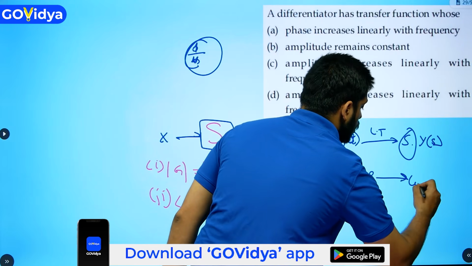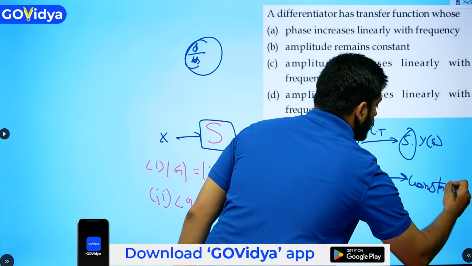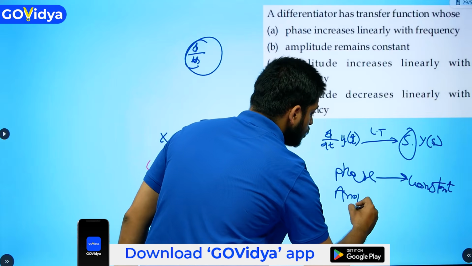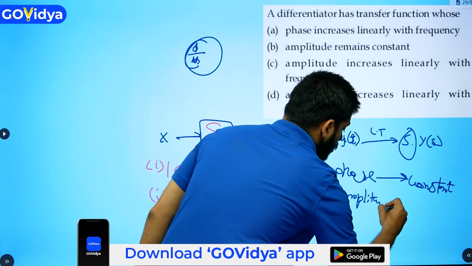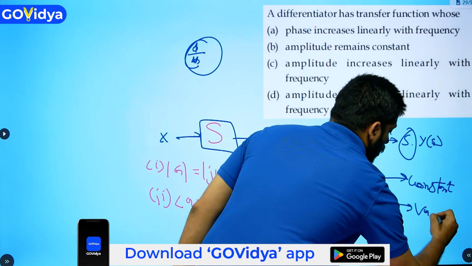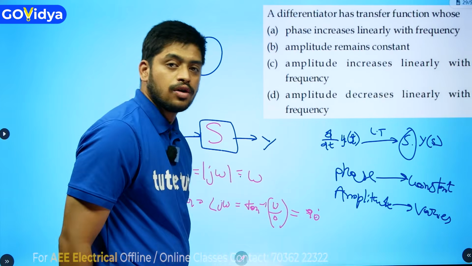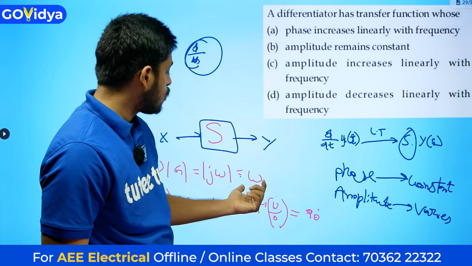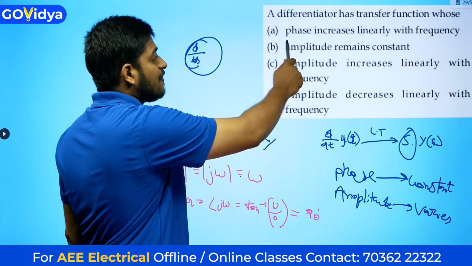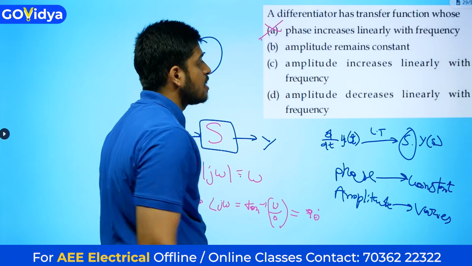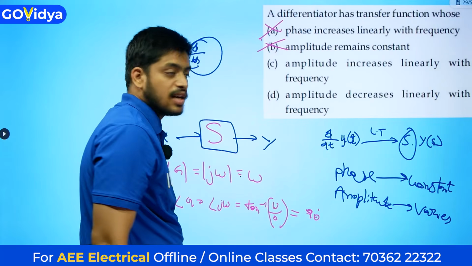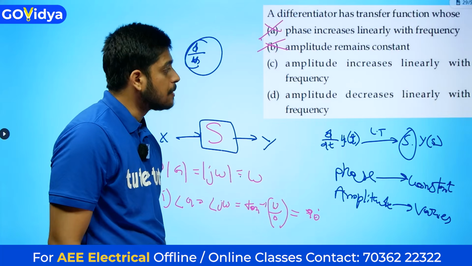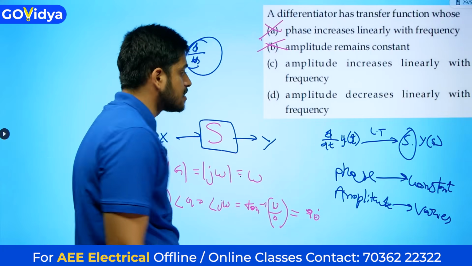Okay, so my phase is constant, but amplitude varies. Understood? Phase is constant but amplitude varies. How does it vary? We'll see by the options, like omega is going to vary upward or downward. Phase increases? No, phase does not increase. Amplitude remains constant? No, amplitude does not remain constant. Amplitude increases linearly with frequency. This could be the right answer.